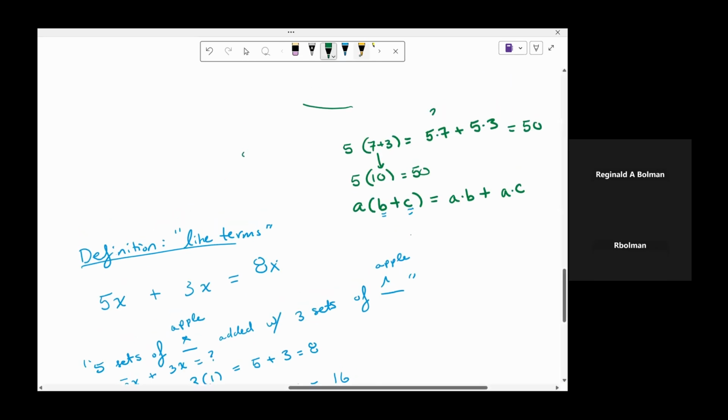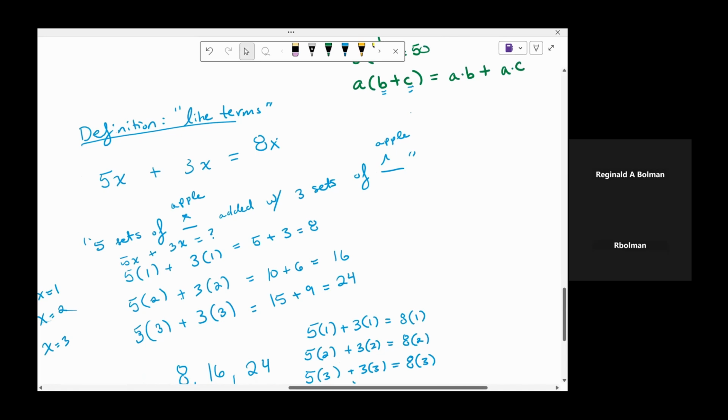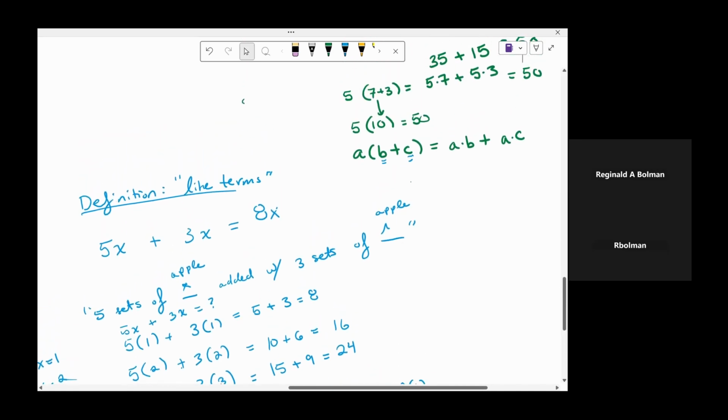So 5 times 7, of course, gives you 35. 5 times 3 is 15. And it turns out that 15 plus 35 will indeed be 50, because 5 plus 5 is 10, 10 and 10 is 20, 20 and 30 gives you 50. Okay, so that is the justification for the distribution law.